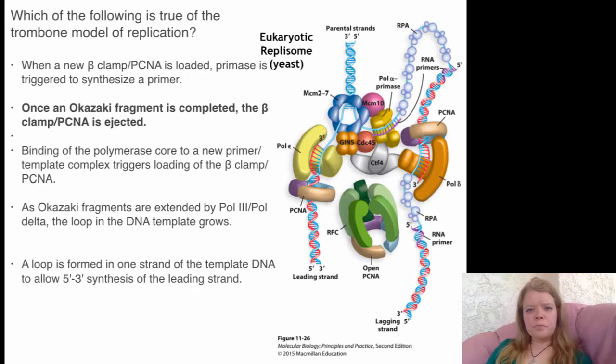Okay, now the trombone model of DNA replication. So here I actually have to say sorry, because a lot of you guys chose this and that's the correct answer, but then a lot of you guys chose this question. As Okazaki fragments are extended by Pol III, the loop of the DNA template grows, and that is correct. And so I went back and gave everybody who also chose this answer extra points back.